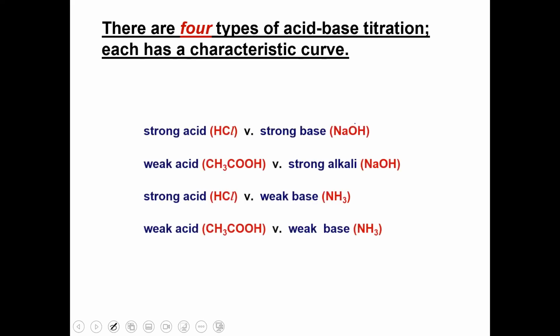Now there are 4 types of acid-base titration. Each has a characteristic curve. Strong acid versus strong base. Weak acid versus strong alkali. Strong acid, weak base. Weak acid, weak base. So how many options are there in these sketches? There are 4 options.